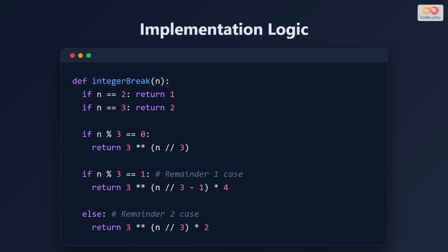Here is what the code looks like. It is very concise. We check for the small edge cases first. Then, we check the modulo of 3. Depending on whether the remainder is 0, 1, or 2, we apply the specific formula we derived. This is much faster than checking every single combination.